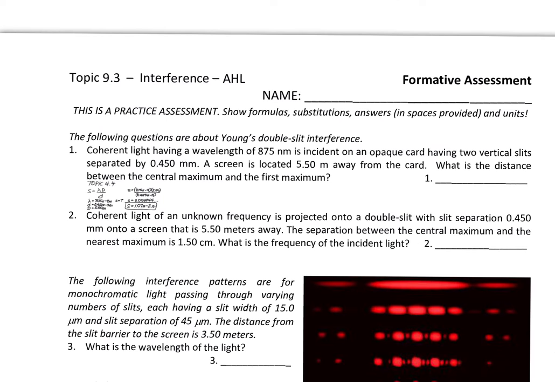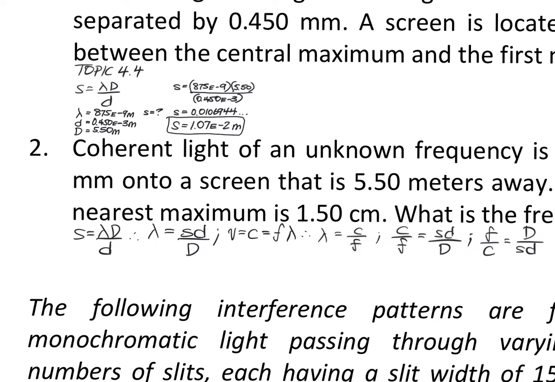Next question. Coherent light, unknown frequency, projected on a double slit, slit separation 0.450 millimeters, screen 5.5 meters away. Separation between the maxima is 1.5 centimeters. What's the frequency of the light? So we're using the same equation here, but we're solving for lambda, and then we're going to convert it to frequency with v equals f lambda, where v is the speed of light, 3 times 10 to the 8 meters per second.